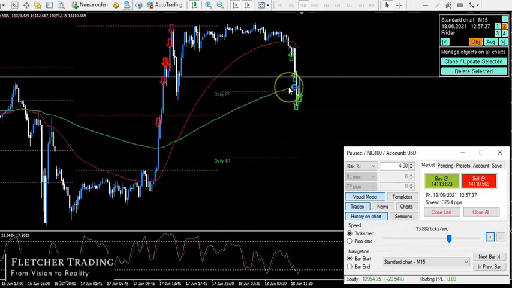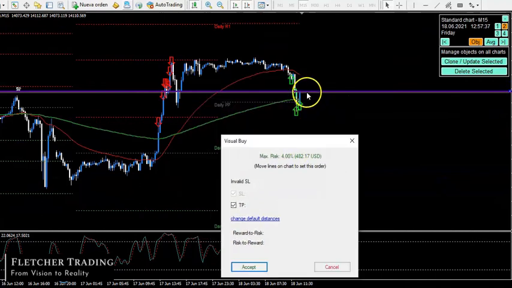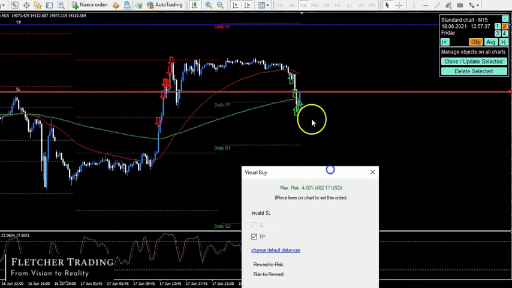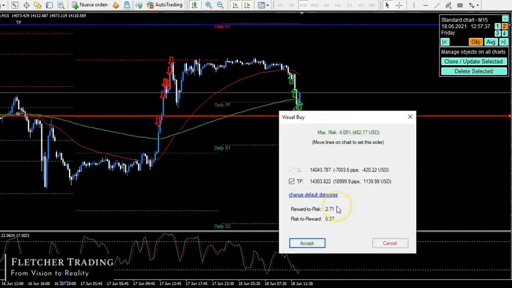Okay, we've got some buy signals here. And the stochastic oscillator is above 20, so we're going to click buy. Again, we're going to be targeting a resistance level using the daily pivot points, and we're just going to put our stop loss just below these recent lows around there for a risk to reward around 2.7. I'm going to click accept.